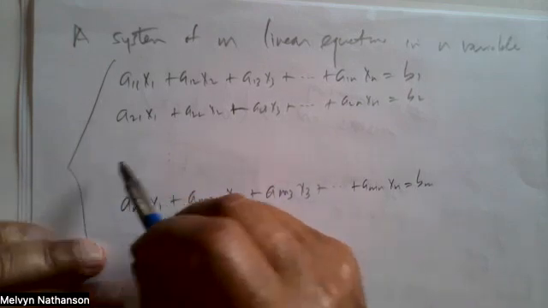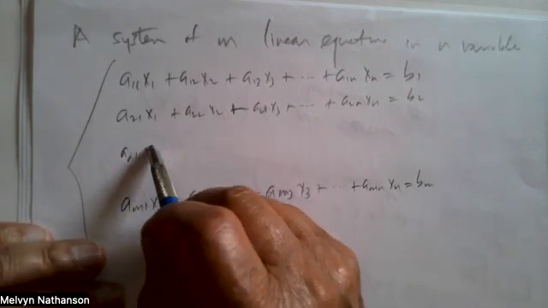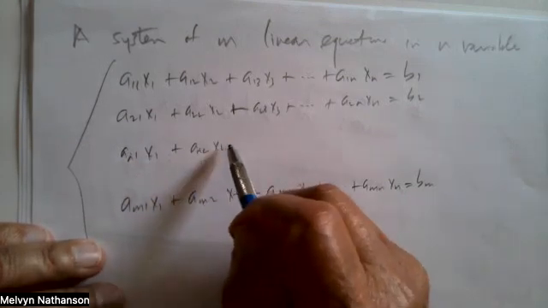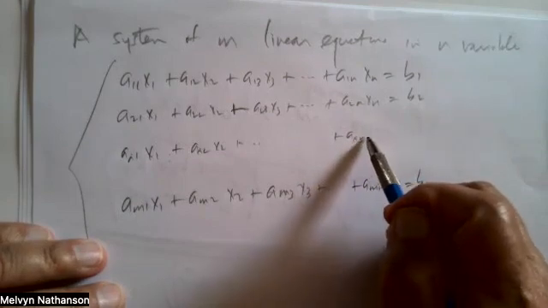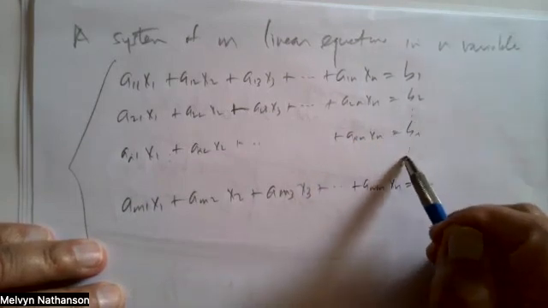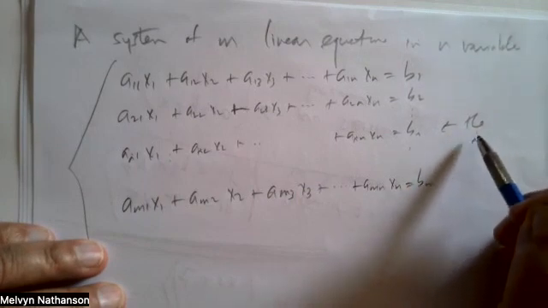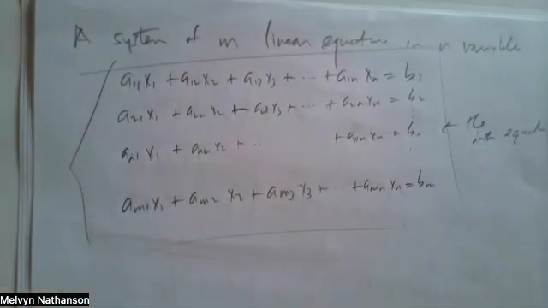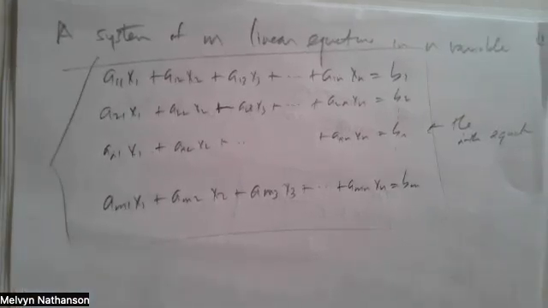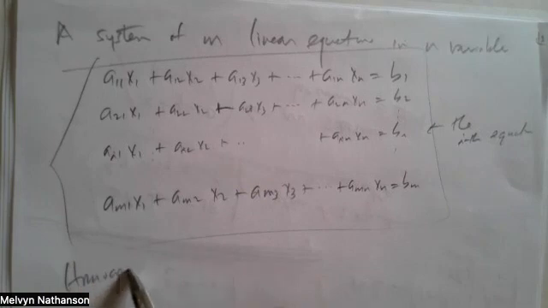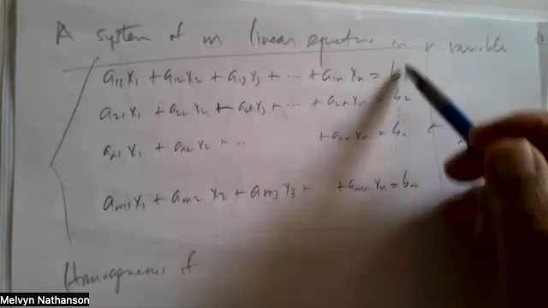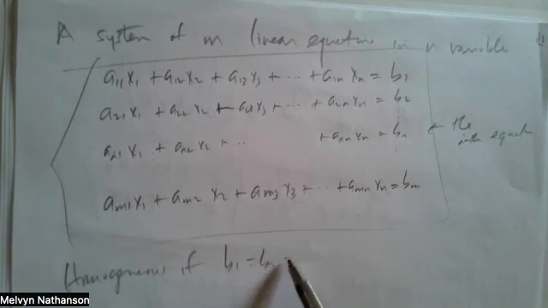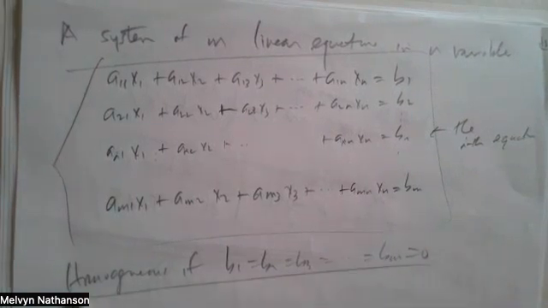In general, the ith equation would look like ai1 x1 plus ai2 x2, up to ain xn equals b sub i. This is the ith equation. So this is a system of m linear equations in n variables. It's homogeneous if all of the right-hand sides are zero, b1, b2, b3, up to b sub m equals 0. And inhomogeneous otherwise.